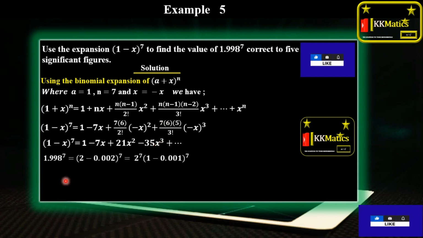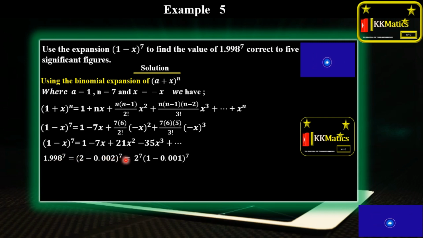Now, one thing you need to consider here is that we were told to use the expansion to find the value of 1.998 raised to the power 7. Whenever you're given an expression like this, ask yourself what value or number we are to add to this to give us 2. Obviously, 0.002 will give us 2. So if that be the case, we have to subtract 0.002 from 2, and that will give us 2 minus 0.002 all raised to the power 7.